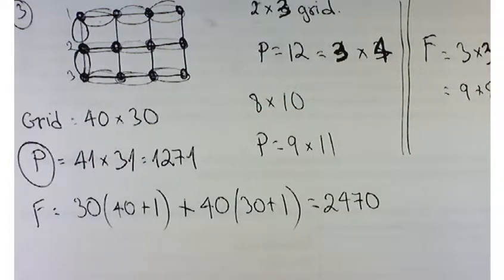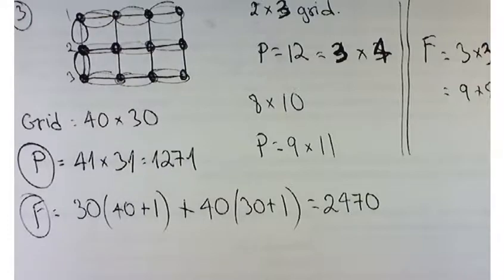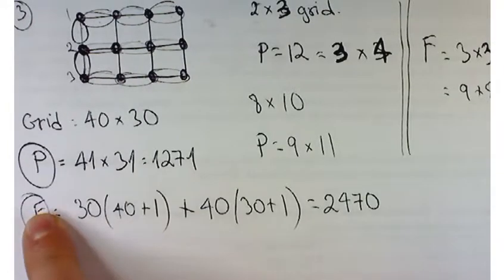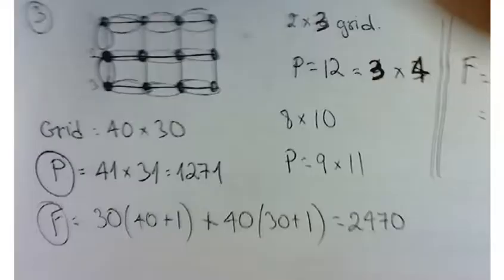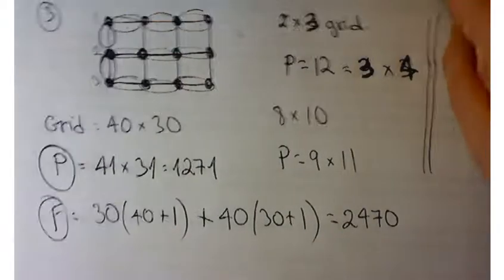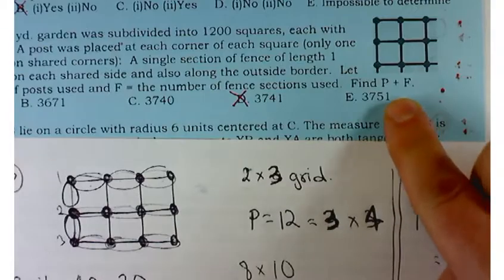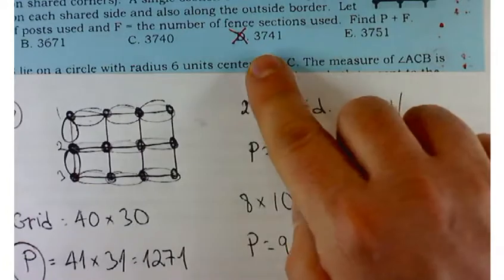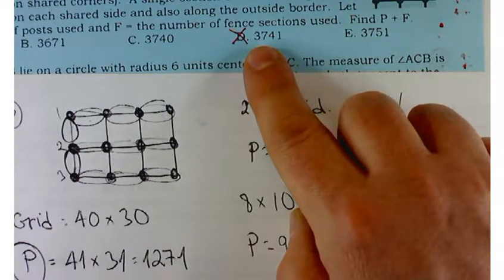And now we can actually solve the problem. If I add the P and the F, that is what the problem is asking me to find, P plus F. I add these 2 quantities, and what I get is 3,741. Does that make sense? Yep.